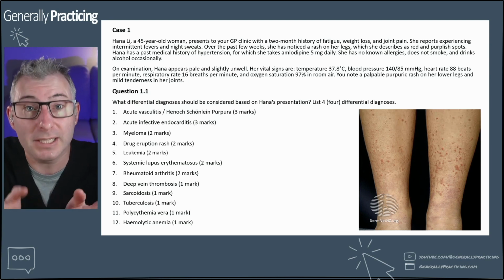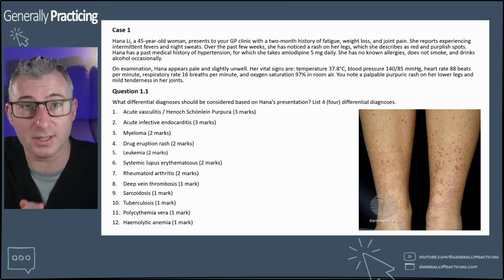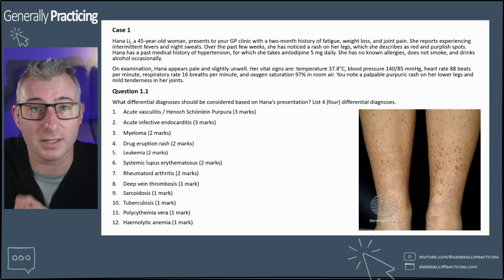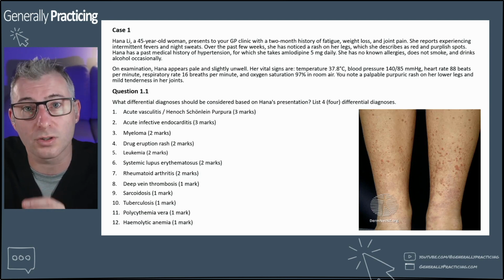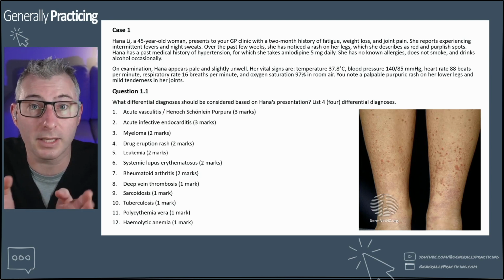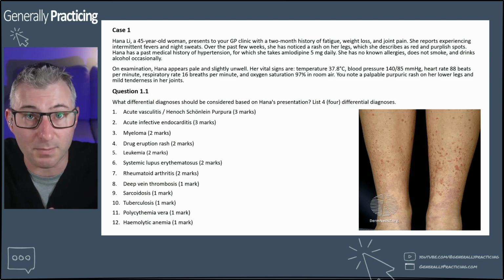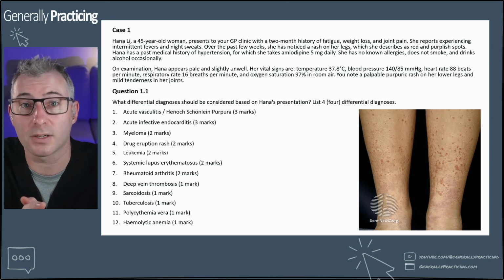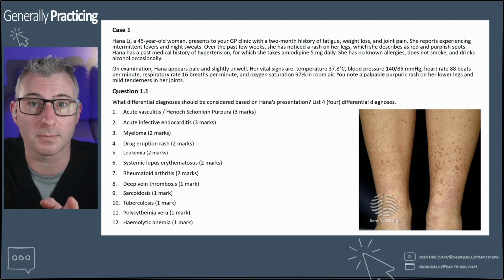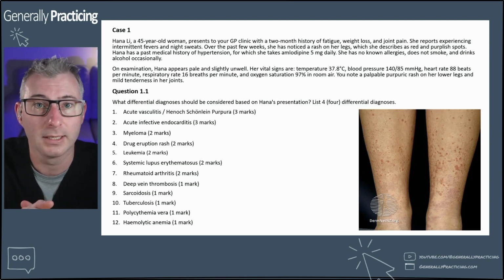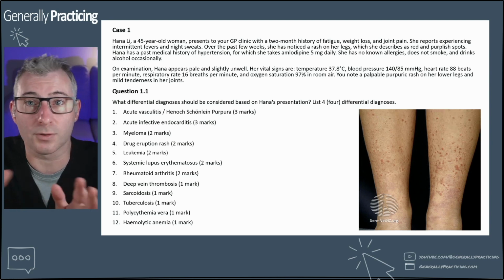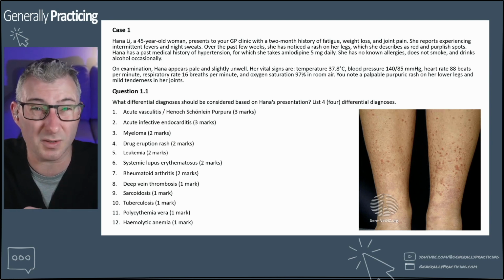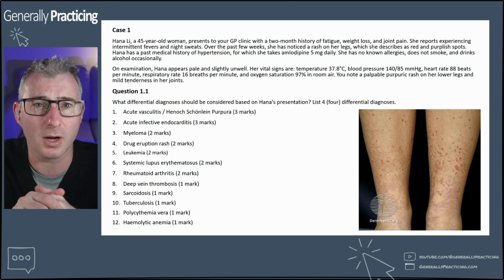So the big ticket items, of course, you should be thinking with a presentation like this is going to be an acute vasculitis, and in this case, a Henoch-Schönlein purpura. That's going to give you 3 marks. Equal to consider would be acute infective endocarditis, particularly with that purpuric rash. Now, there is that kind of chronic nature, those night sweats. This could also be something like myeloma, so it would be high on the list.